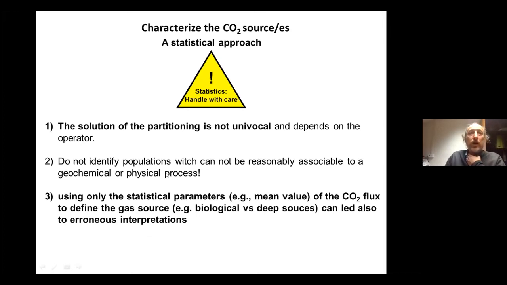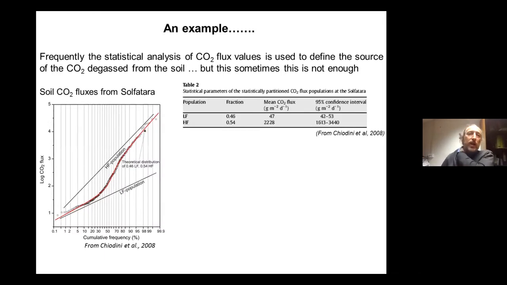And I want to give you an example taken from the study of the degassing of Solfatara of Pozzuoli that we have seen also in the first pictures. Here at Solfatara, this is a data set from one survey of carbon dioxide. We see this very nice bimodal statistical distribution that can be interpreted as the combination of a low flux population and a high flux population. And this is the estimated mean for the two populations. So one population is 47 grams per square meter per day, and the other population is more than 2,000 grams. So it's quite clear that the high flux population is connected to a deep source.